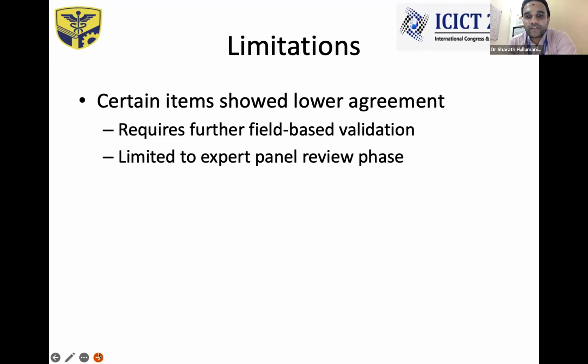The second limitation is the limited expert peer review phase. We had only a limited expert panel; we took only 10 members. Further, we can take more than 10, maybe 10 neonatologists, 10 nurses, 10 physiotherapists, 10 caregivers. Maybe we can increase the expert panel. We kept the expert panel small as the first phase of the study.